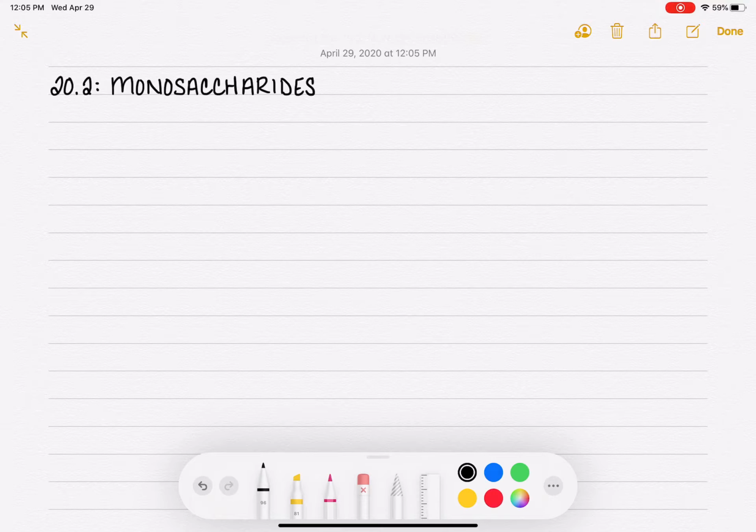Let's get into monosaccharides. So first, let's expand on the definition of a monosaccharide that you put in your 20.1 notes. In addition to everything that I've already said about monosaccharides, let's expand our definition to say that it is either a ketone or an aldehyde with 3 to 6 carbon atoms.